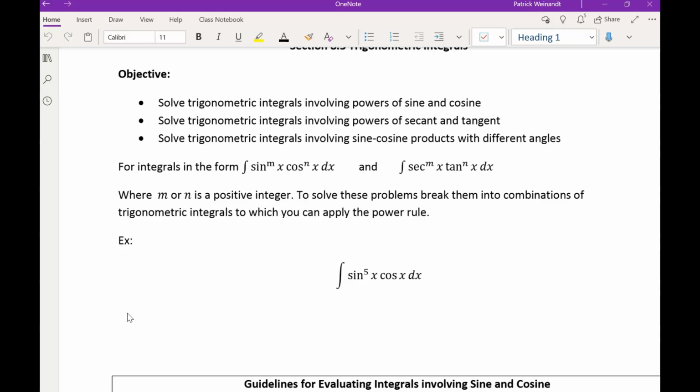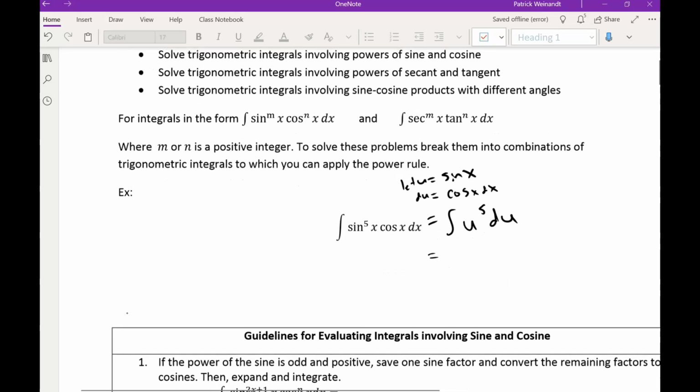So for example, let's say I have something like sine to the fifth of x cosine of x dx. What you can do here is let u be sine of x, and then we can rewrite sine to the fifth of x as sine of x to the fifth, or u to the fifth. Then you recognize that du, the derivative of sine, is cosine of x dx. So this is the same as u to the fifth times du once you substitute those in. And then basically that's just a power rule.